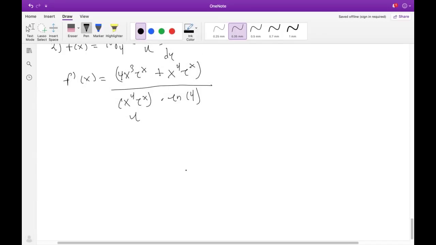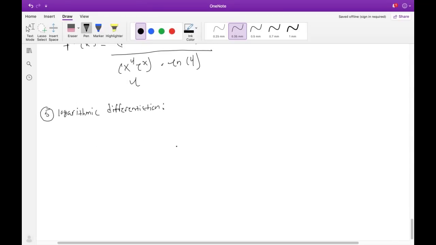So if there are no questions on that, I'm going to go ahead and move on to logarithmic differentiation. All of these topics are related to each other, but they ask you different types of problems for these things. This one's kind of long, but you'll most likely see something like this on your exam.